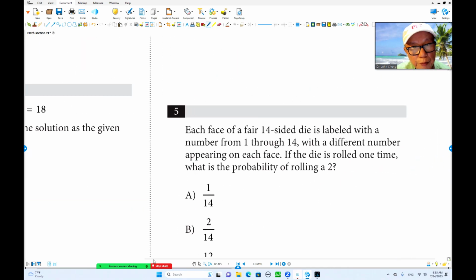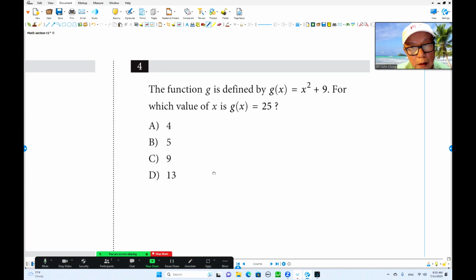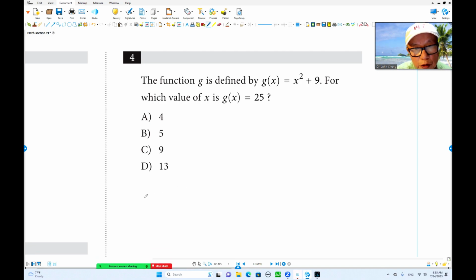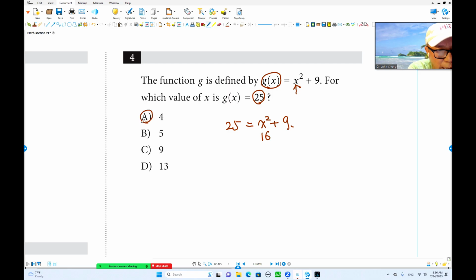All right, number 4. Where is it? Number 4 here. That is the function. So x is the input, g of x. When you put a number over here, this whole thing is the output. But the output number is given, right? The y number is given. 25 equals x squared plus 9. We have to solve this. What is the value of x? x squared is 16, right? 16 plus 9 is 25. So x is plus or minus 4, right?